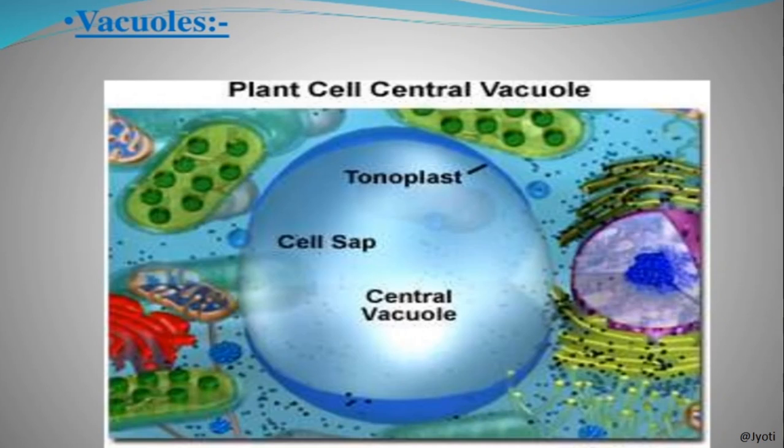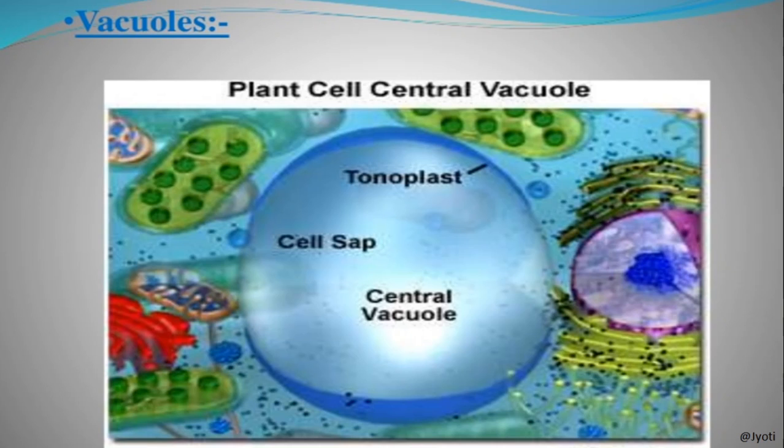Then the next organelle of the endomembrane system is the vacuole. In this picture, you can see the structure of a plant cell, and you know that in a plant cell a very big central vacuole is present. A single vacuole is present in a plant cell. But in an animal cell, many small vacuoles are present, and these vacuoles in the animal cell perform very specific functions.